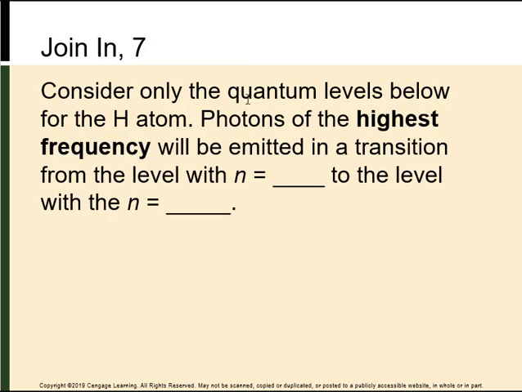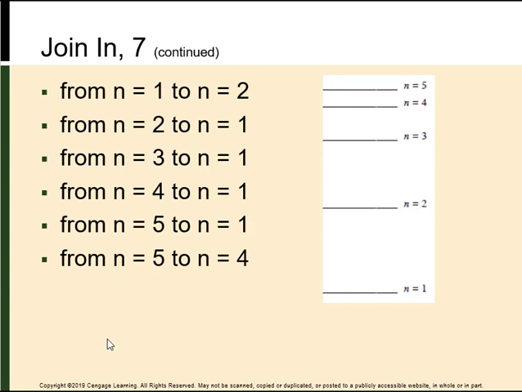How about this one? Consider only the quantum levels below for the hydrogen atom. Photons of the highest frequency will be emitted in a transition from the level of blank to the level blank. What do you think? The highest frequency from the transition from 1 to 2, 2 to 1, 3 to 1, 4 to 1, 5 to 1, or 5 to 4?